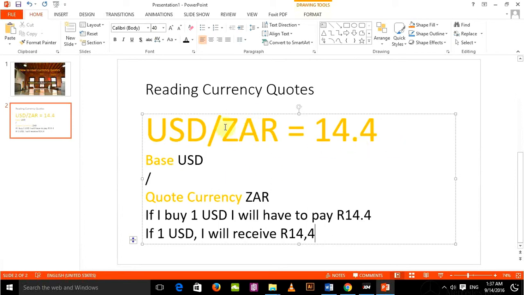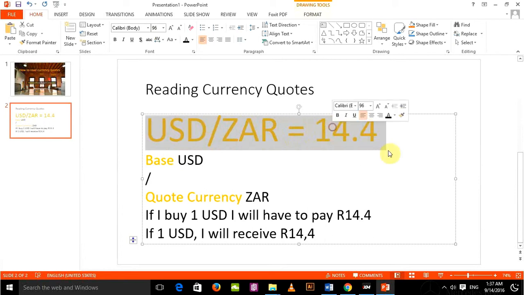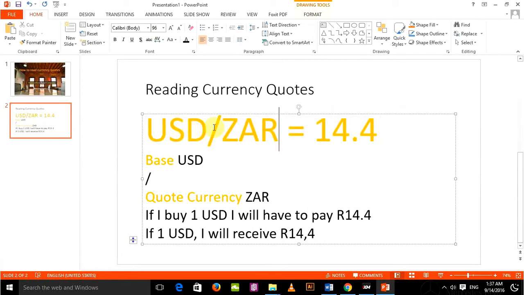So in this scenario, to buy $1 US, I would have to pay 14.4 ZAR. Similarly, to sell 1 USD, I would have to sell it for the price of 14.4 ZAR. So Forex is very simple. It works this way. I sell one currency and I receive money for it. I buy one currency and I give it up in exchange for the other currency.